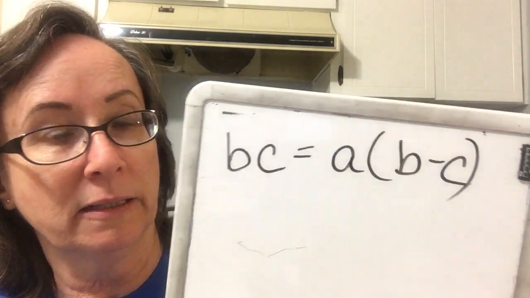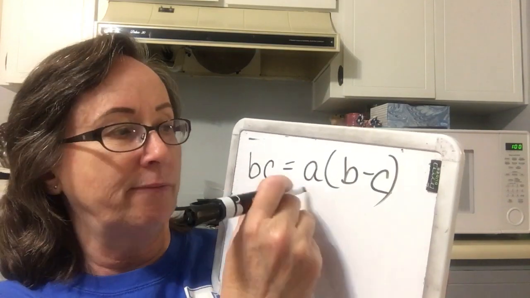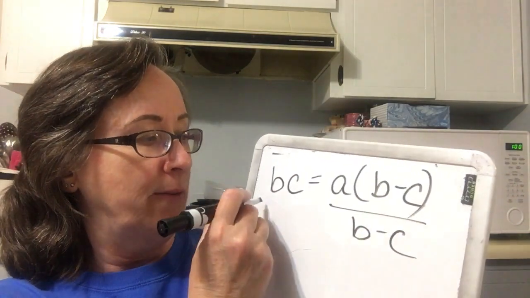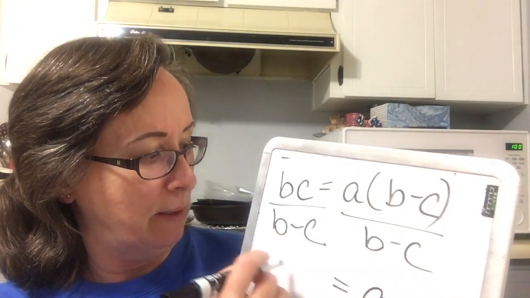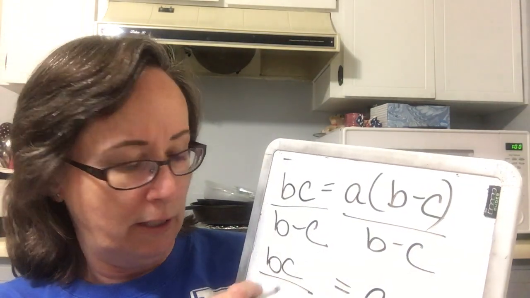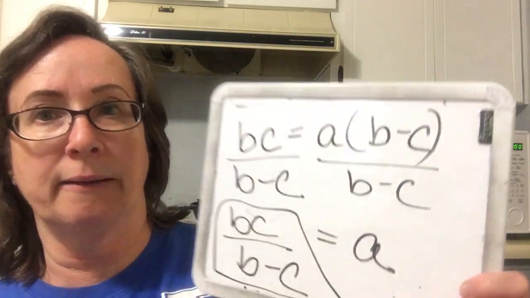I'm going to write that again. bc is equal to a times b minus c. So I got down to there. Now I'm trying to solve for a. That's the only a. If I divide this side by b minus c, then I wind up with a equals bc over b minus c. And there's my a.